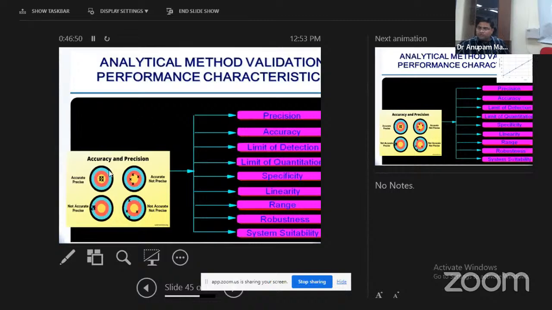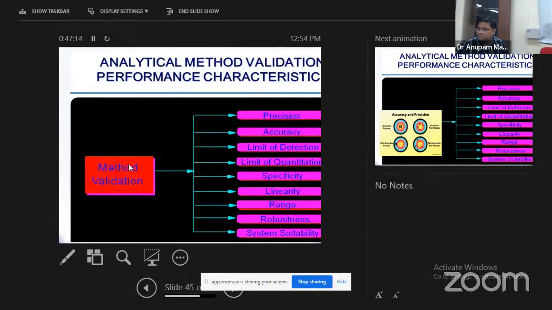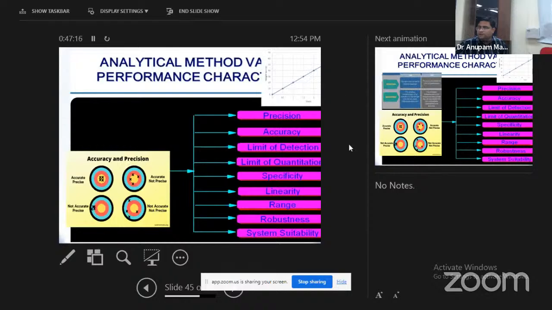Accuracy and precision. What is accuracy? Accuracy means closeness of the result toward the true value. And precision means repeatability. Again you analyze your sample and you get the same result; it means your method is precise. For LOD, limit of detection, you can determine it by plotting the calibration curve.